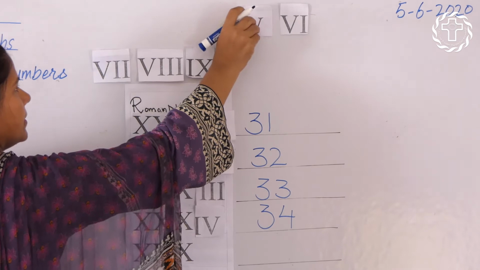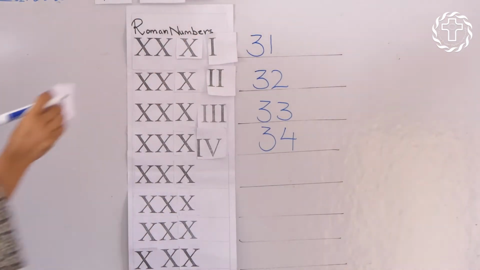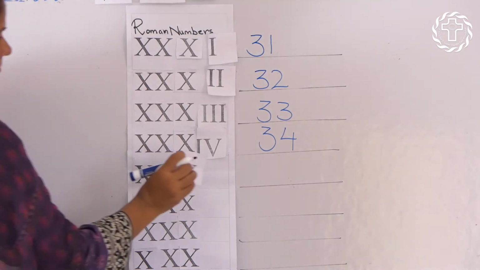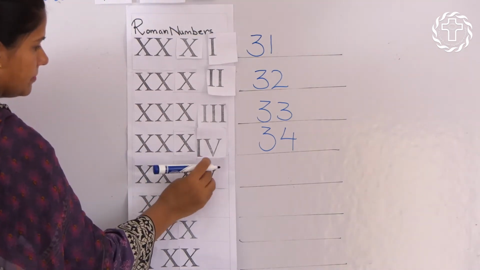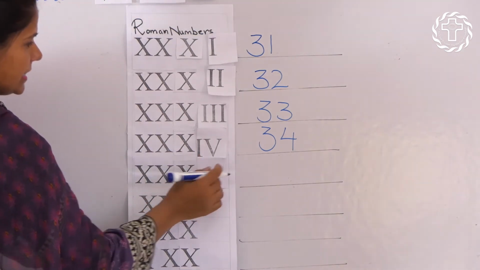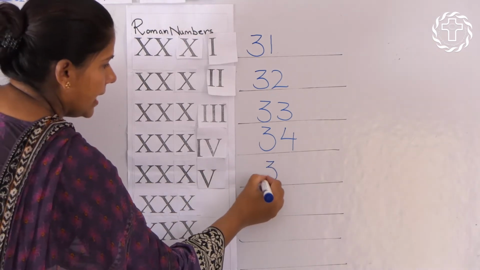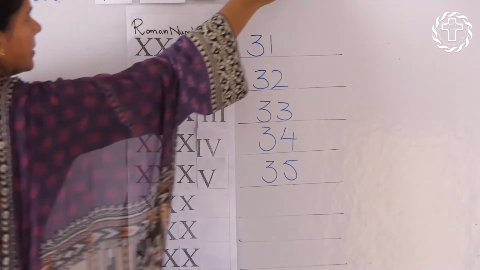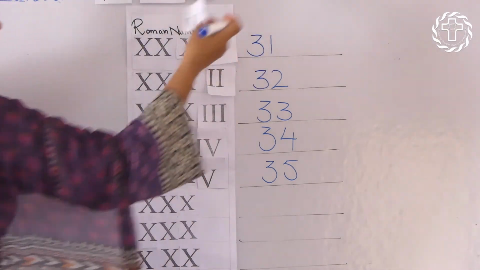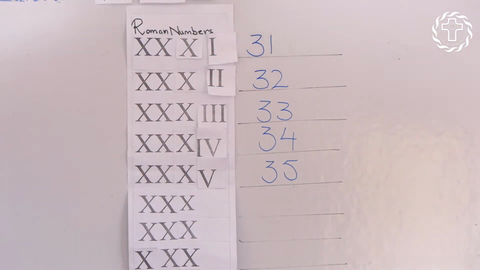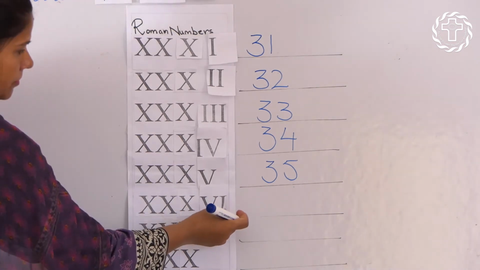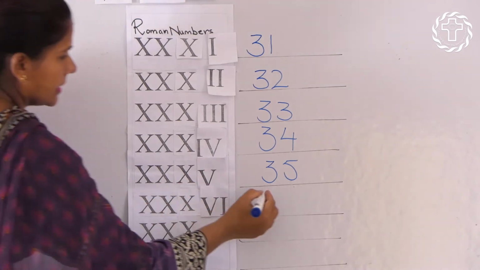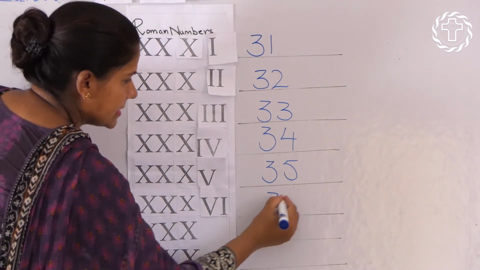Number 5. You already learned 1 to 10. Number 5, over there it will be 35. Number 6, over there it will be 36.